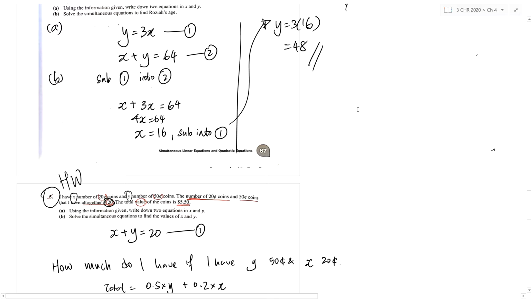Okay, so please take out your workbook. Yesterday we had a few homework questions left. On question 5, okay, the question on money.